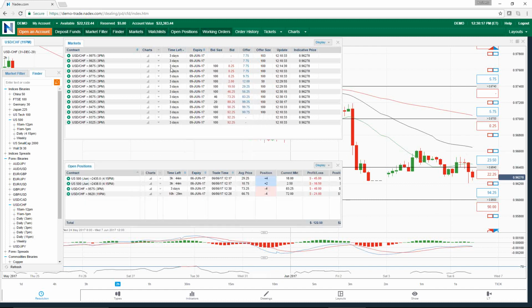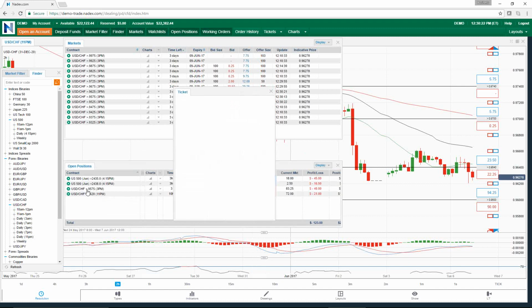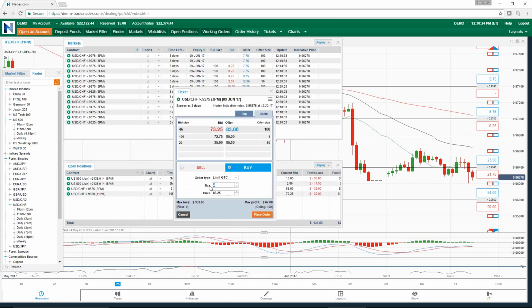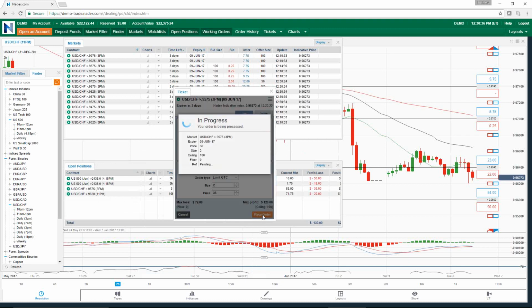And then we'll go to our open positions and set up our break even, which is going to be 2 contracts at what was that, 73, so roughly about 35, say 36 would be our cover on the short.